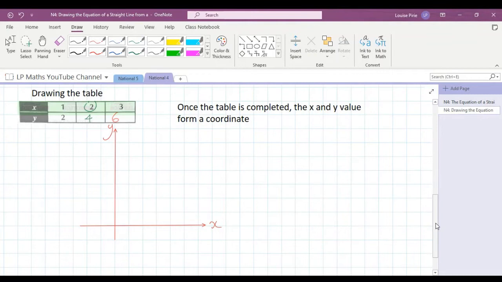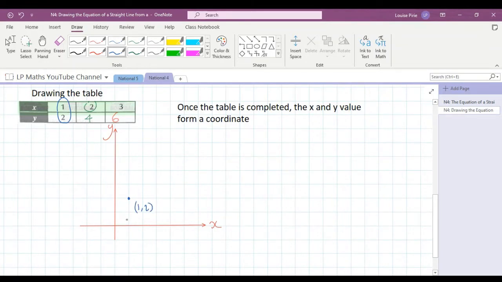So now we're going to draw the line out using our table. Once the table is completed, the x and y values form a coordinate, and you can see that from the columns. I'm going to point out one of the points here. We've got the point 1, 2. So I'm just going to plot that just now. I'll go along 1, up 2. And I'm actually just going to write the point in just so you can clearly see what I'm doing.